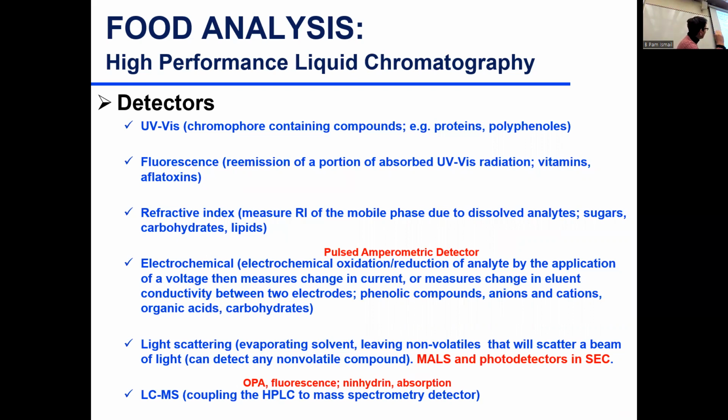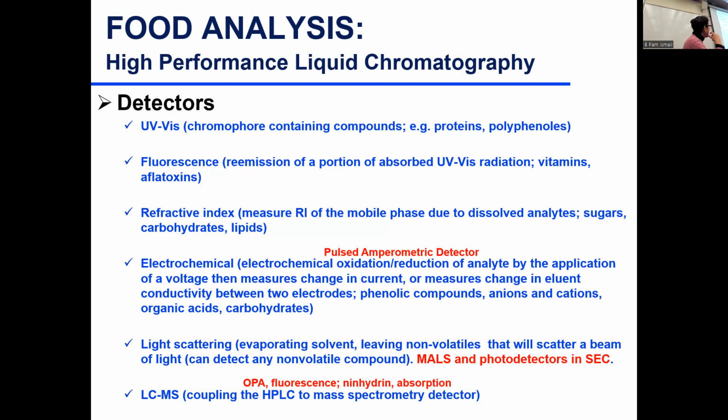But basically, it's a chromophore. You're measuring the absorption of a chromophore. That means a substance that can absorb light in the range of UV or visible. So sometimes these compounds are naturally chromophores, so they can absorb light, like proteins. They have the amino acids tryptophan, tyrosine, and phenylalanine, which are phenolic amino acids that can absorb light. They are present in all proteins, so all proteins absorb light.